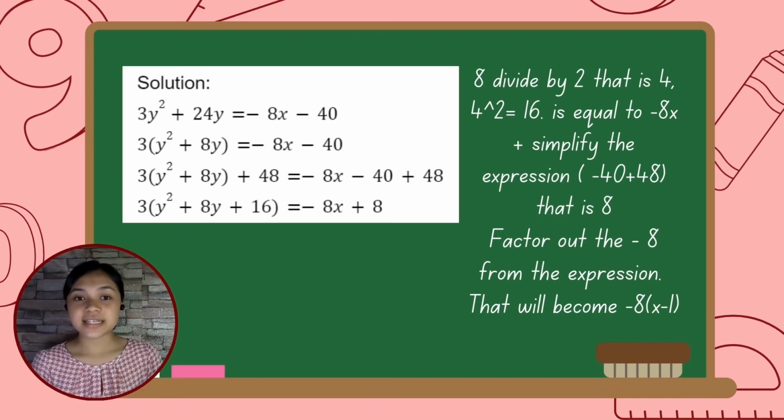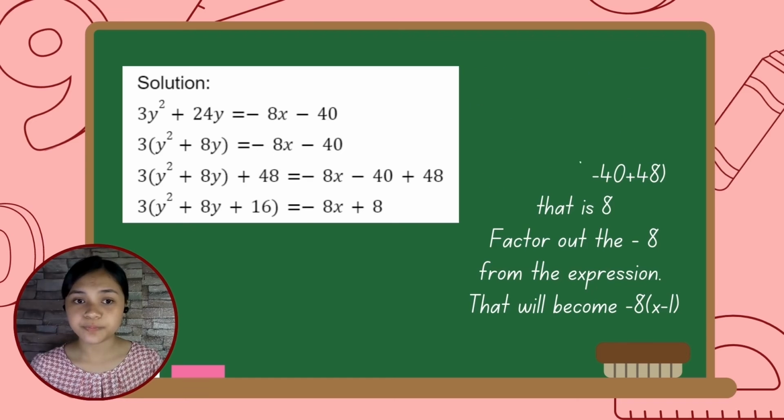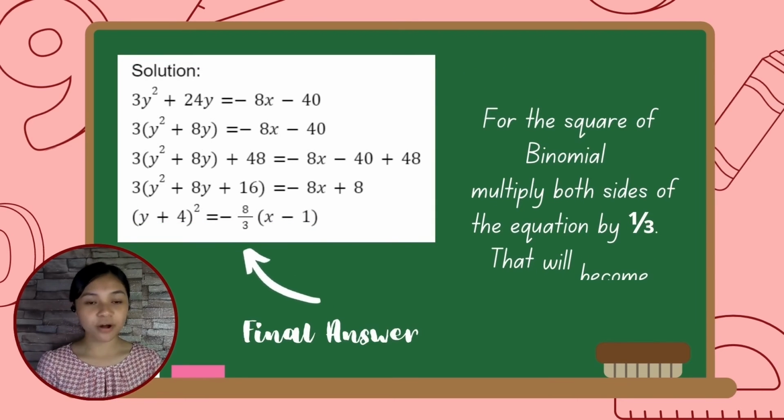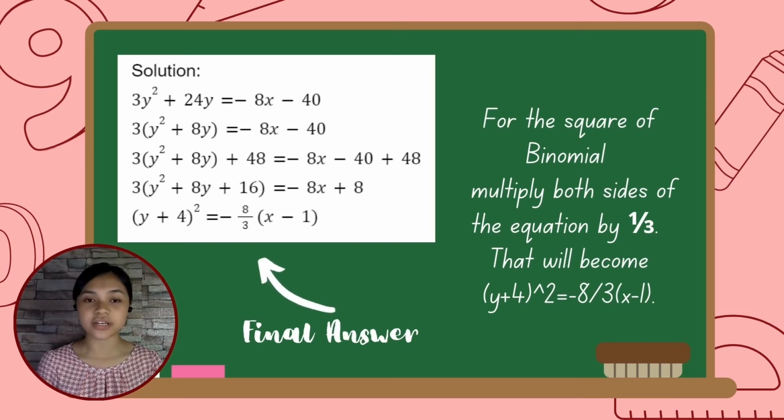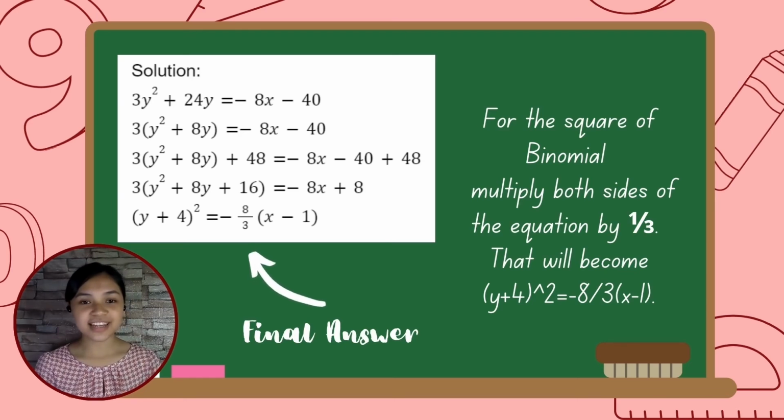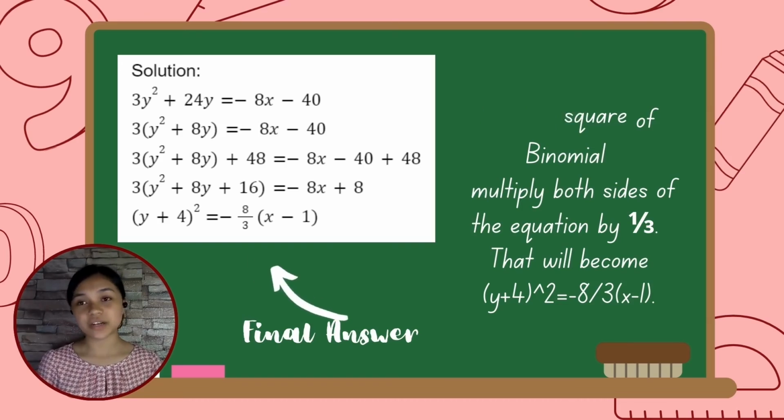Negative 8x, simplify the expression. Negative 40 plus 48, that is 8. Factor out the negative 8 from the expression. That will become negative 8 times the quantity x minus 1. For the square of binomial, multiply both sides of the equation by 1 over 3. That will become the quantity y plus 4 squared equals negative 8 over 3 times the quantity x minus 1. This is now our standard form.